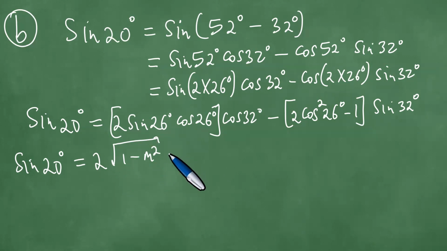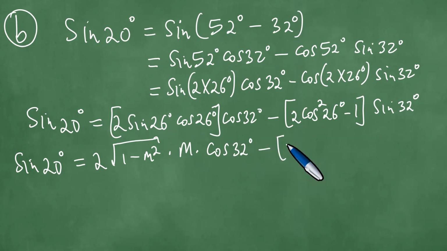The cosine of 26 degrees was given as m. That leaves us with just the cosine of 32 degrees here, minus, into 2, the cosine of 26 is m, so that is m squared minus 1, the sine of 32 degrees, like so. It remains to just find the cosine of 32 and the sine of 32 degrees. And we find those as follows.